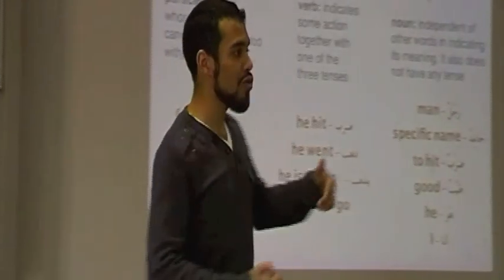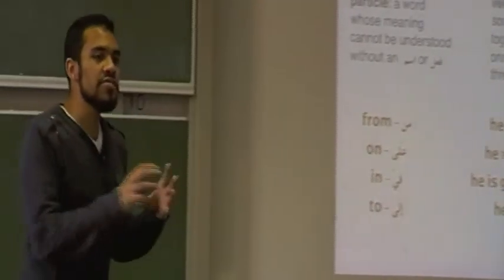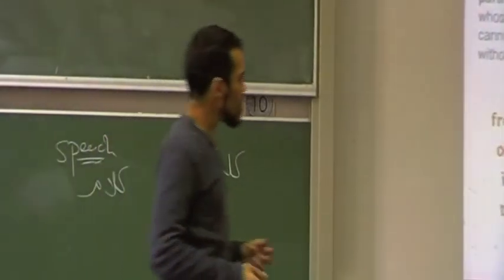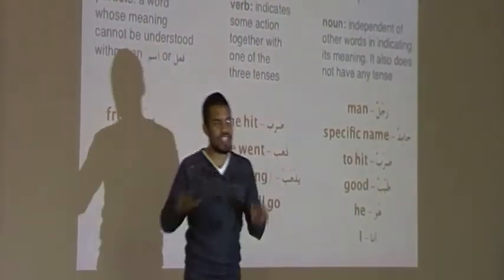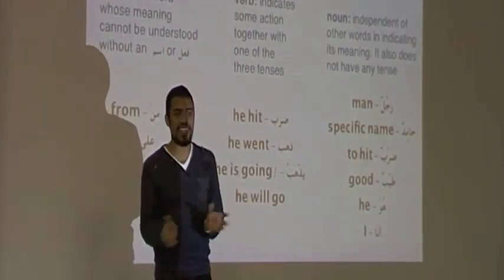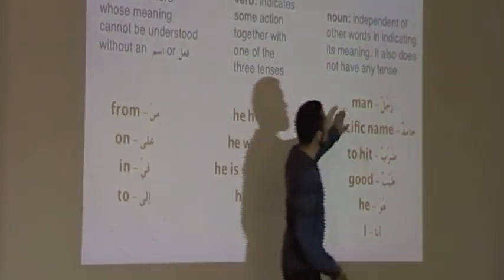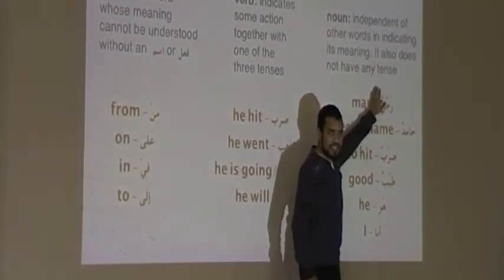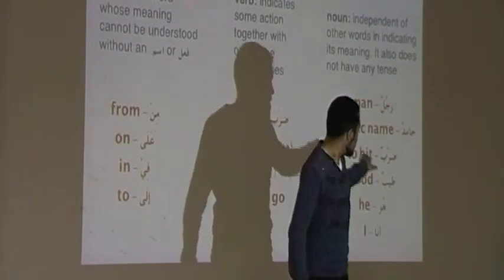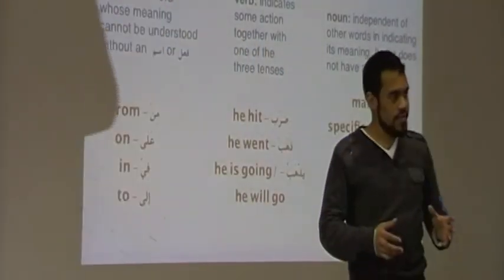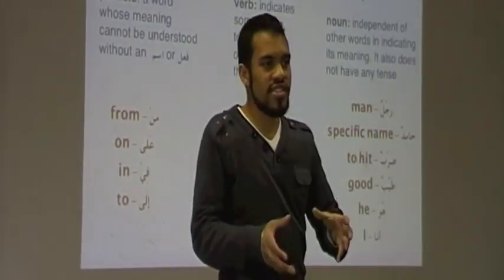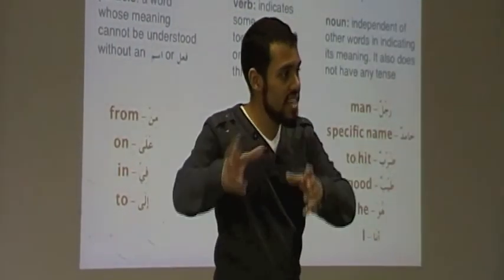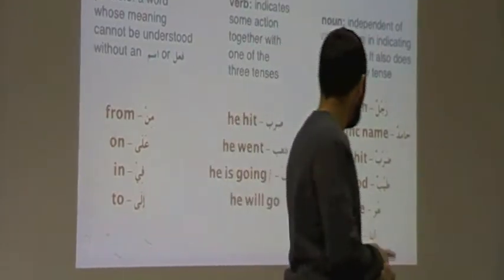And this is what we call a verbal noun. How can you differentiate between the two? When I say to hit, or the act of eating, or just eating, I didn't say he is eating, or is eating, or was eating. I didn't indicate any tense with it. So, very importantly, a noun does not have any tense. That is darbun. Aklun, eating, drinking. All of these are just verbal nouns: to drink, to eat, to hit.